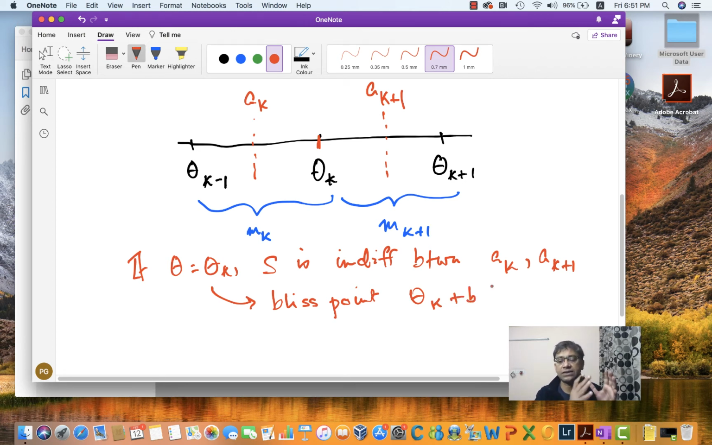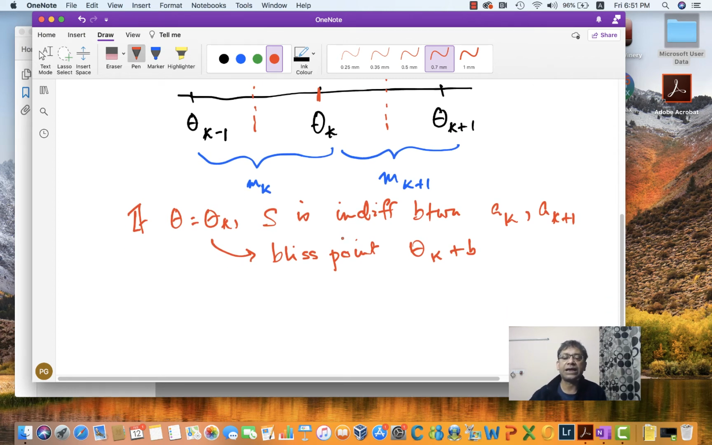Remember, b is the bias factor of the sender. Sender always wants the state plus some constant b to be the best action. So if the sender is going to be indifferent between these two actions, that means that the sender's bliss point, namely theta k plus b, should be equidistant from the two actions ak and ak plus 1, right? And that captures the indifference condition.